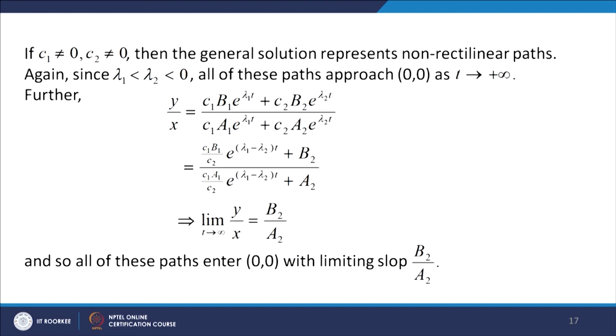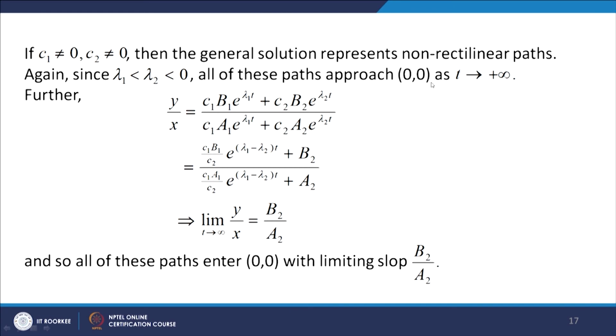Now, let us assume that c1 is not equal to 0 and c2 is not equal to 0. Then the general solution represents non-rectilinear paths. Let us see, we have y equal to c1 b1 e to the power lambda 1 t plus c2 b2 e to the power lambda 2 t, x is c1 a1 e to the power lambda 1 t plus c2 a2 e to the power lambda 2 t. Now, lambda 1 is less than lambda 2 less than 0, we have assumed that.